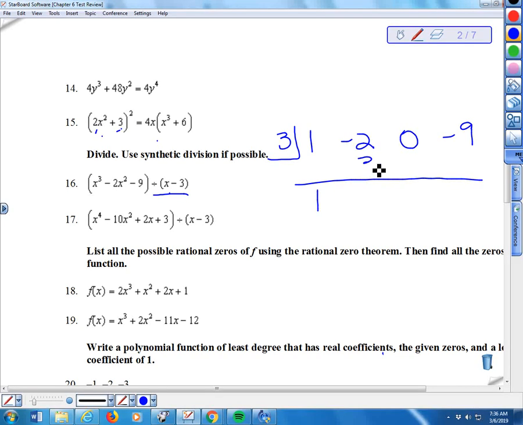1, 3. Remember, just bring this down. Don't do anything else. Add these together, multiply by 3. Add these together, multiply by 3. There's my remainder. So when I divide it, what I have left is x squared plus x plus 3. That's the answer. Okay, the next one, I'm going to use 3 again.